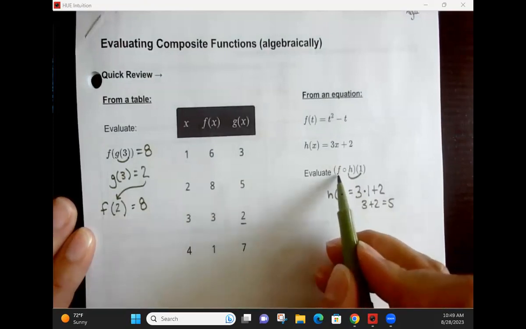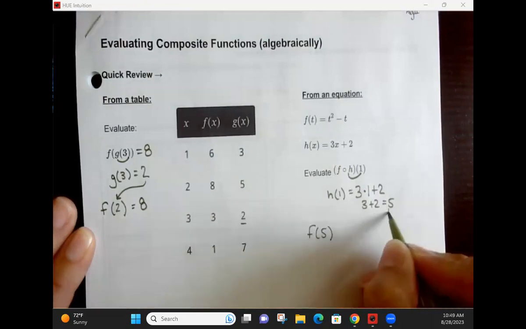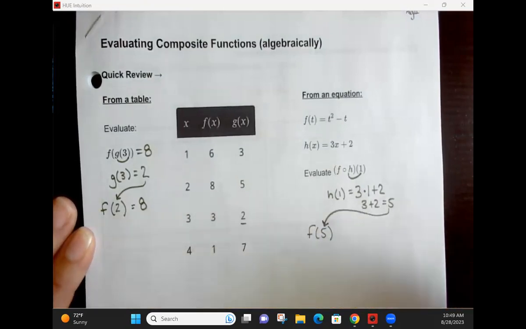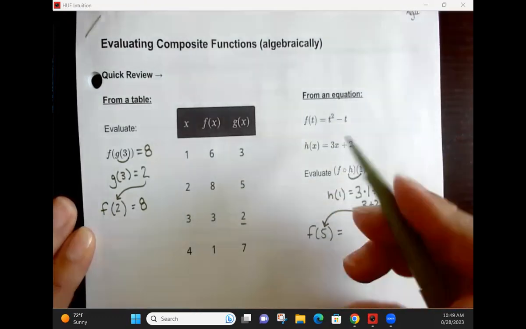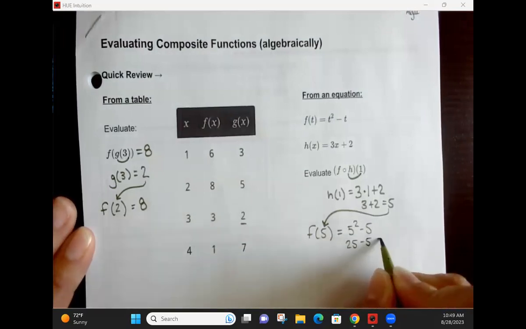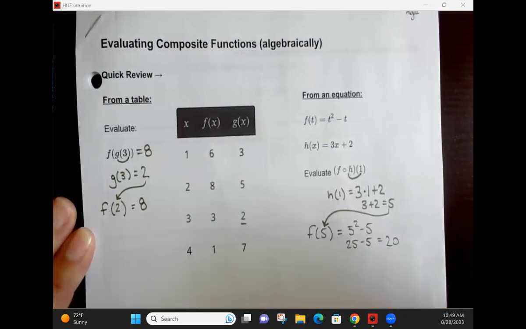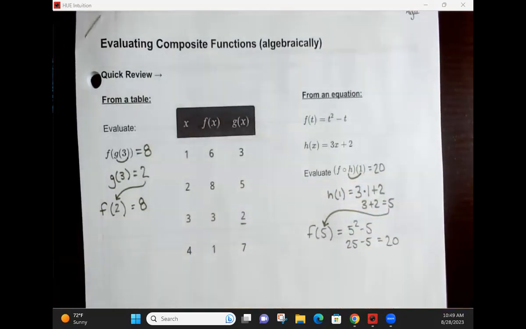Now we do the outer function, f of 5. The output for my first function becomes the input for my next. So f of 5. So in f of x now, anywhere I see a variable, I'm going to plug in 5. So this would be 5 squared minus 5. So 25 minus 5 gives us 20. So f of h of 1 is 20. Look familiar? Okay, this is what we did last week.